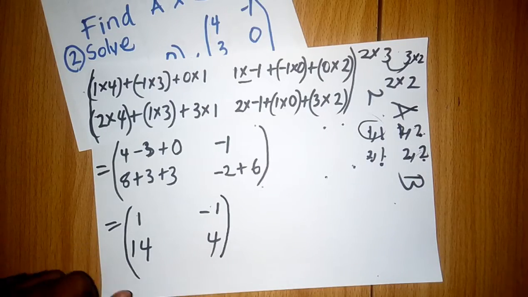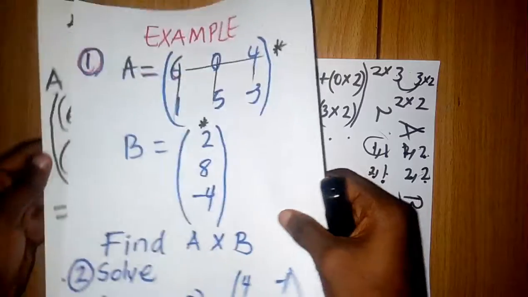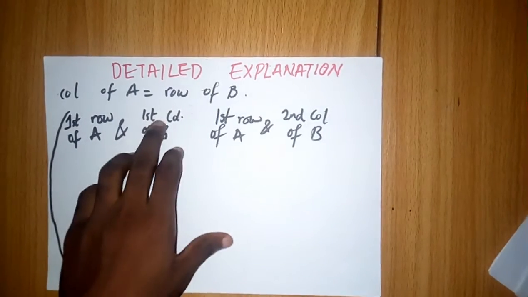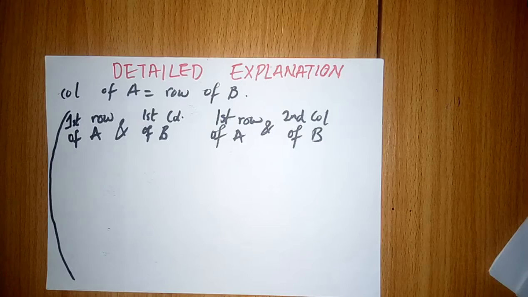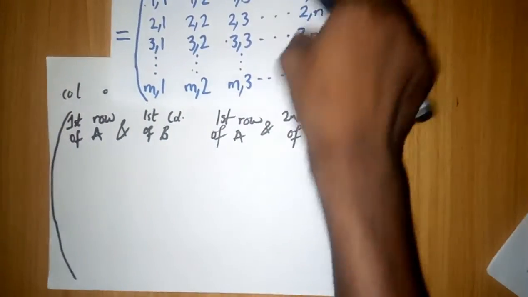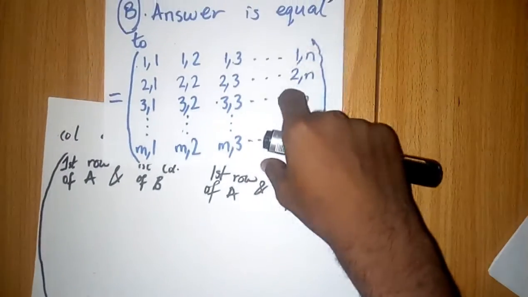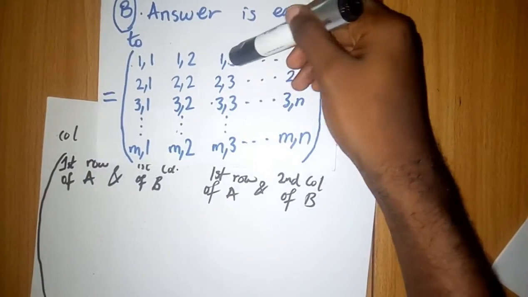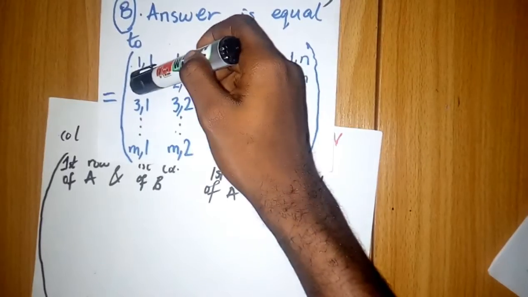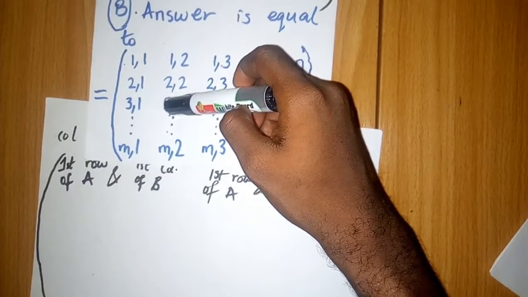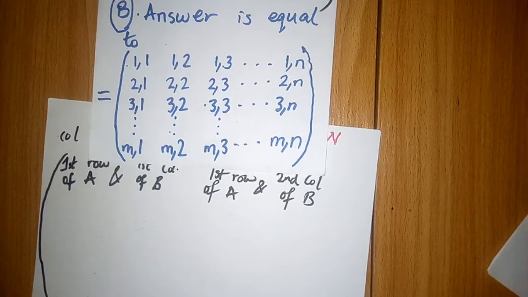So you remember the trick: when you are multiplying matrices together, take note of the first row of A for the first one, multiplying the first column of B, then the first row of A multiplying the second column of B, then the first row of A multiplying the third column of B, the second row of A multiplying the first column of B, and so on. With that, it will be easier for you to remember.